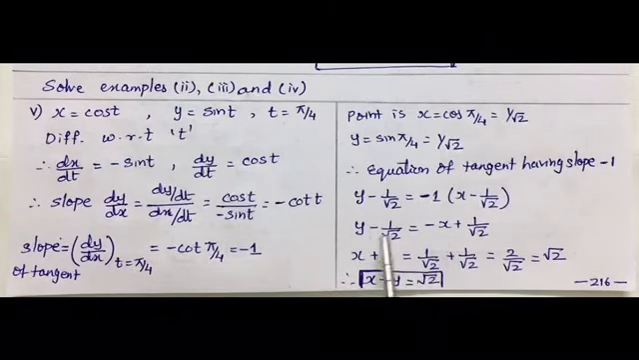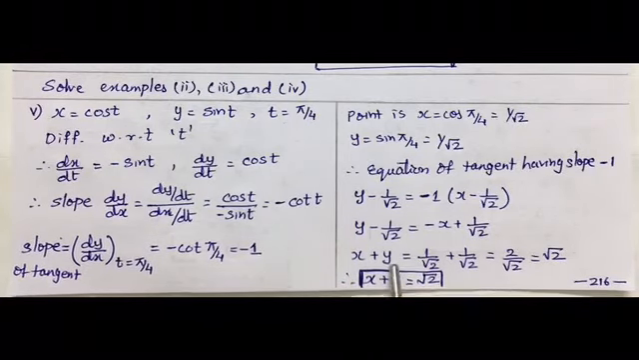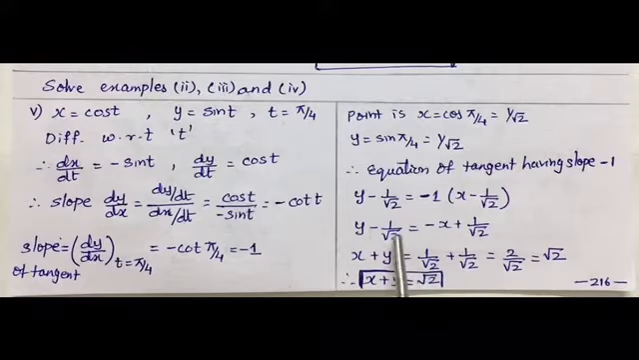Now minus x is shifted to the other side. It becomes x plus y is equal to minus 1 upon root 2 shifted to the other side, which becomes 1 upon root 2 plus 1 upon root 2. That makes it 2 upon root 2 and the cancellation gives root 2. So the equation of the tangent is x plus y equal to root 2.